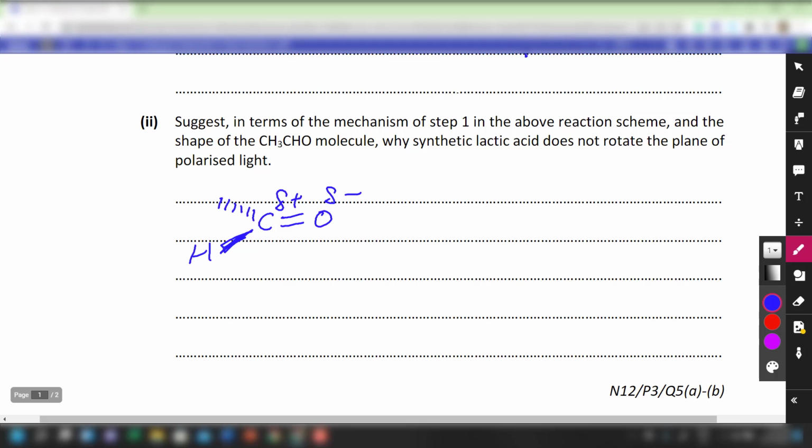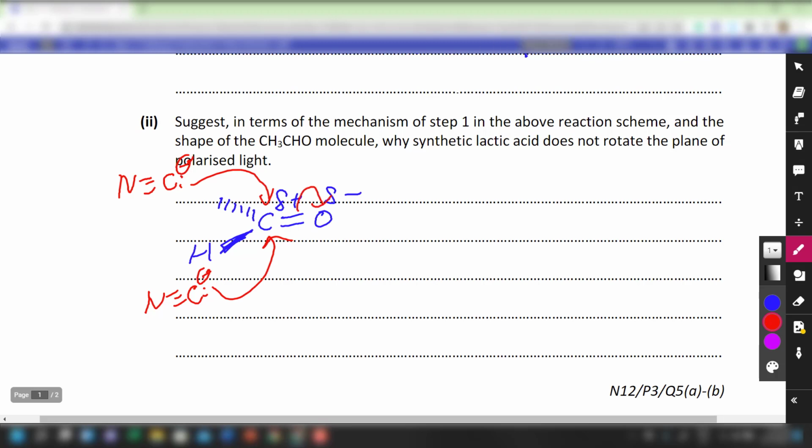So in terms of geometry, your cyanide nucleophile can then approach it from the top and bottom plane with near equal probability. So this is the top approach, and this is the bottom approach. Then the C=O pi bond will break accordingly.